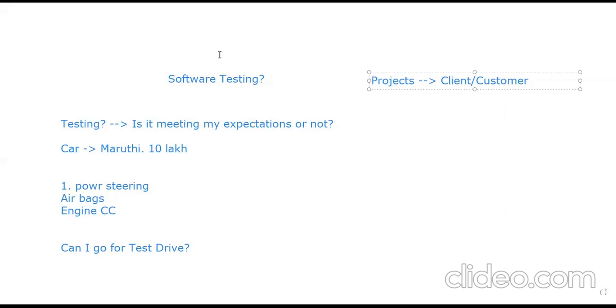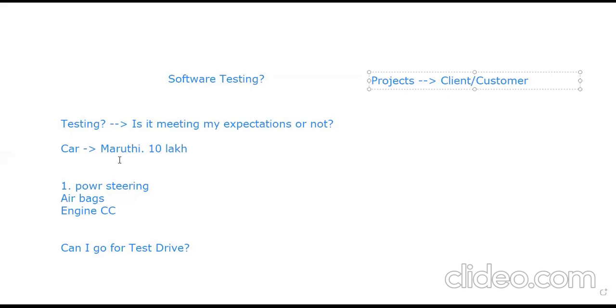Our goal is to make the client happy. If we want to make the client a happy person, we need to make sure we are meeting the client's expectations or not. So finally, why is software testing really required? We need to make sure we are meeting the client's expectations or not. Since a client is a very busy person and does not have an ample amount of time to validate everything himself, he will ask the testing team to validate the things on his behalf.